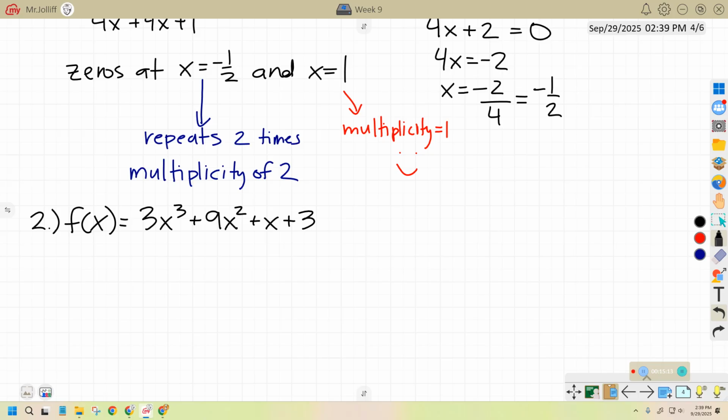So f of x equals 3x cubed plus 9x squared plus x plus 3. First question, is that factorable? So I'm going to have you vote with your thumbs. If you think that it might be factorable, you're going to give me a thumbs up. If you think that it's probably not factorable, you're going to give me a thumbs down. I want to see thumbs in 3, 2, 1.